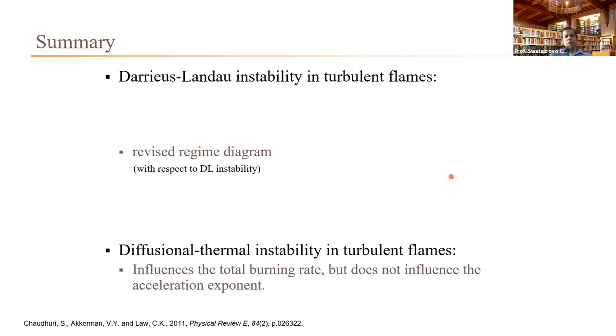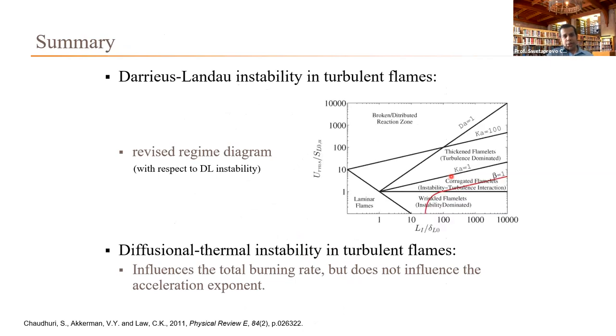So in summary, we can identify a regime diagram where Darrieus-Landau instability exists in turbulent flames, and that is essentially given by this kind of a boundary. And we can have a revised regime diagram like this, whereas we also identify a state where the transition happens from the purely instability dominated state to the pure turbulence dominated state. It's not abrupt, but there is another regime through which this transition happens.